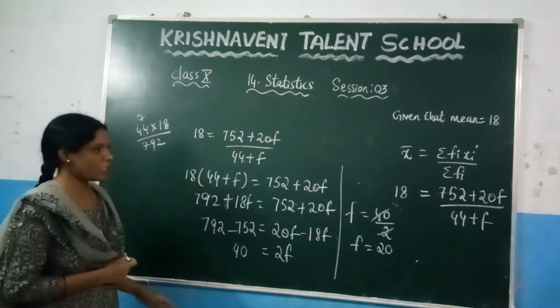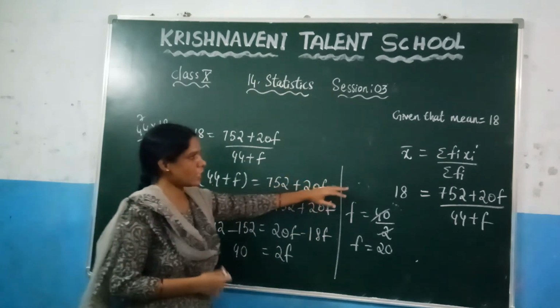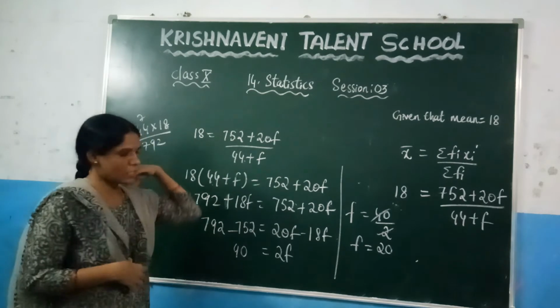So if you are given a mean, just equate the mean to the formula of any method. After solving, you will get the value of f as 20. Now see the next problem.